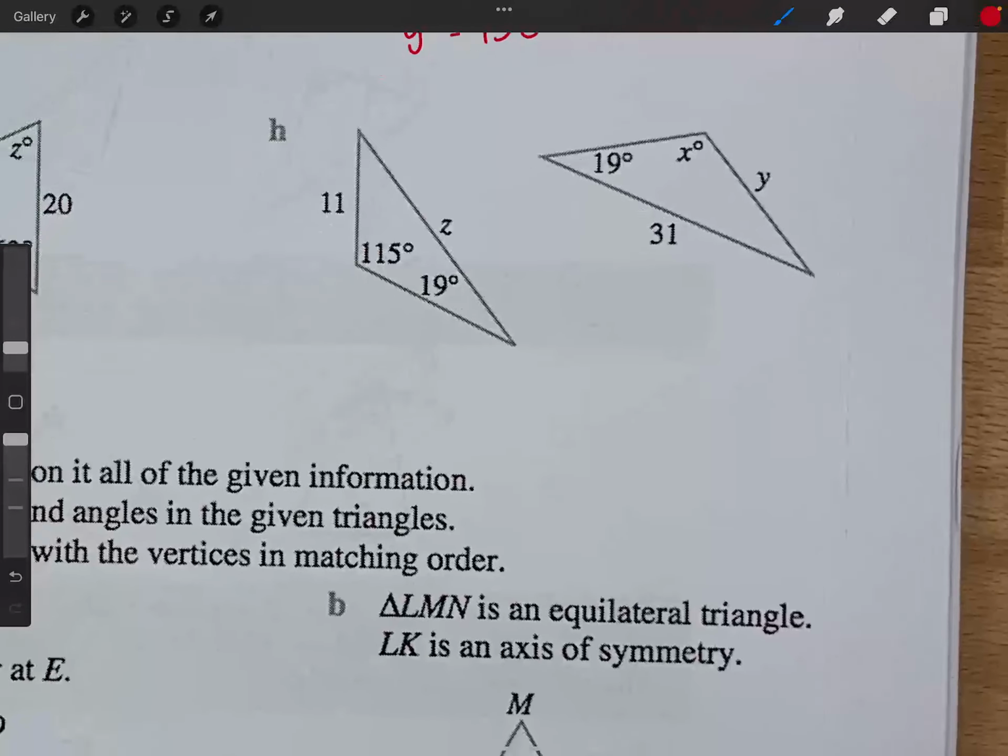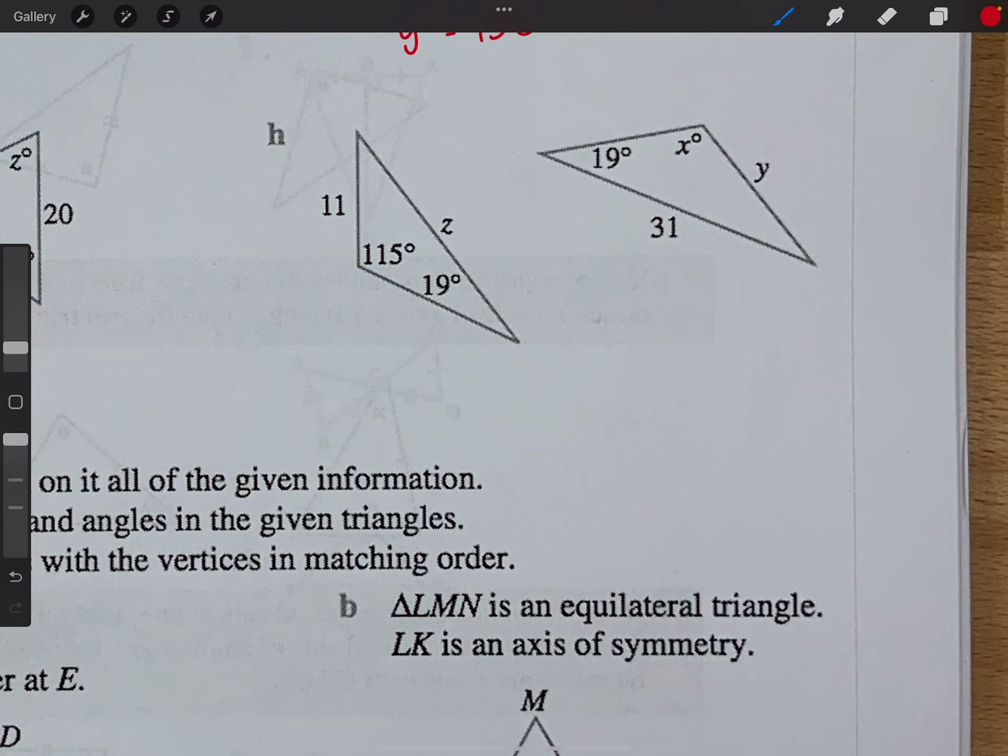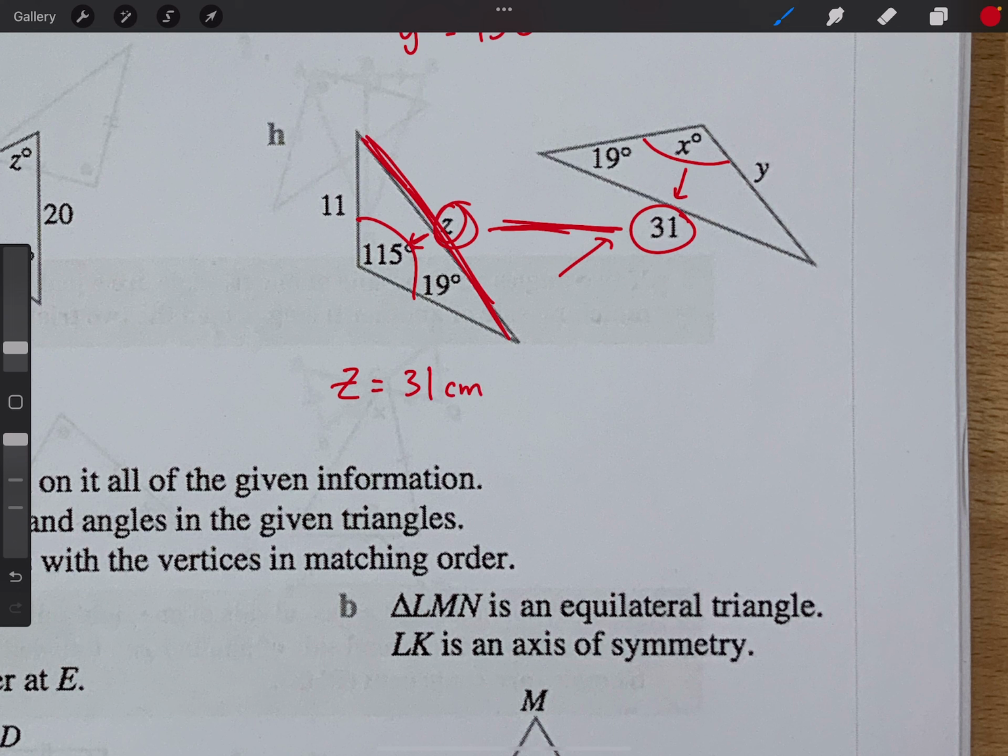Done. Question H. Now let's look at the first one. I want to find out what Z is. So the length Z is opposite the angle 115 degrees, which is an obtuse angle. Let's look at the second triangle. It looks to me like X is an obtuse angle and it's opposite this length 31. So that means that these two must be the same. So Z is equal to 31 centimeters.